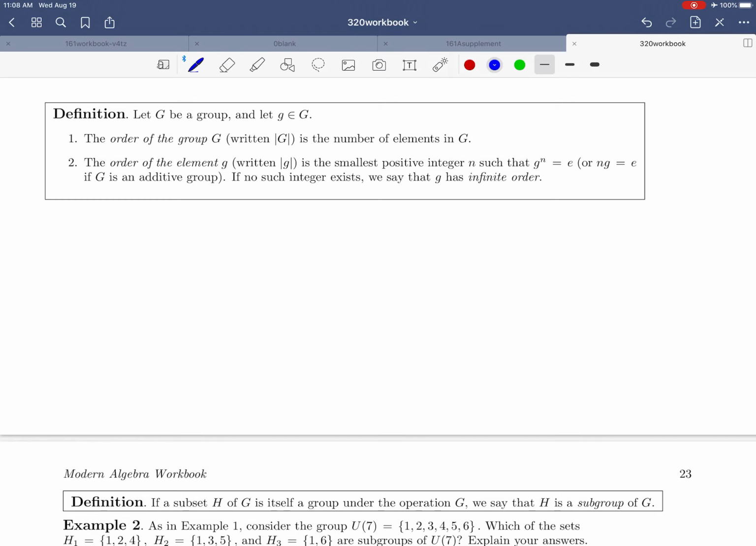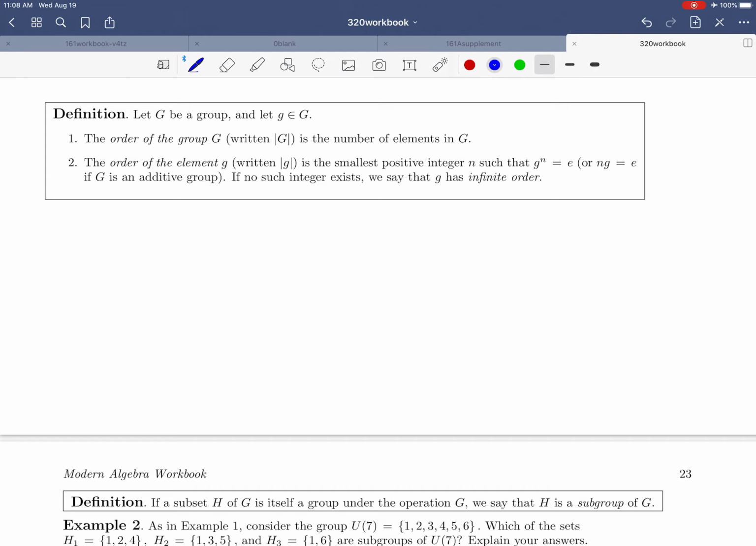So in example 1, we saw that if we are taking group elements to higher and higher orders, we eventually cycled through and came up with the identity. We got the identity eventually in all the cases that we looked at. And this gives rise to a definition, actually to two definitions. Let's read it together. Let G be a group and let little g be an element in G.